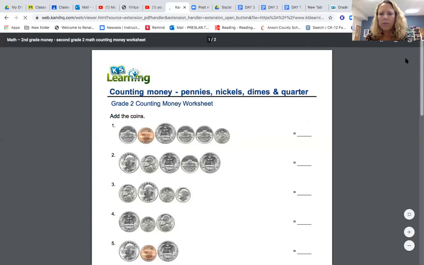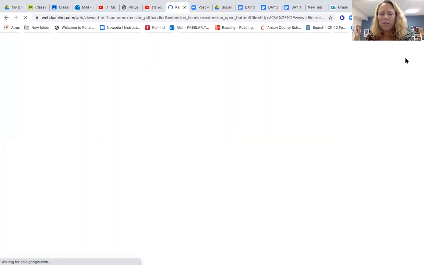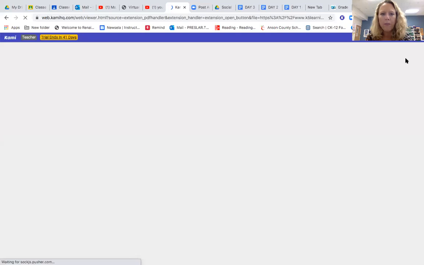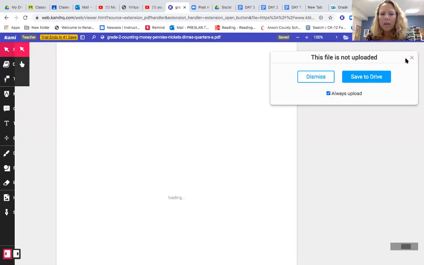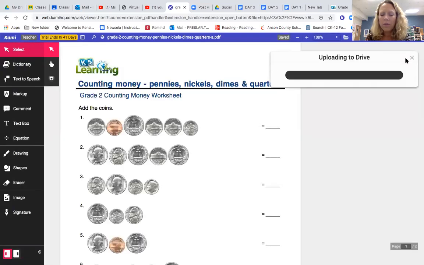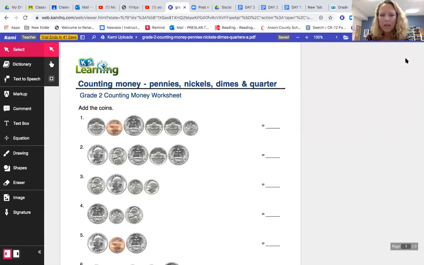I've had several people say that they're enjoying Kami. I just want to run through Kami real quick while this is opening. Kami gives you the capability of turning any PDF or any document into a document that you can manipulate or annotate, meaning that I can write on it, I can mark it up with a highlighter, I can circle it, I can draw shapes on it, I could sign my name to it if I needed to.